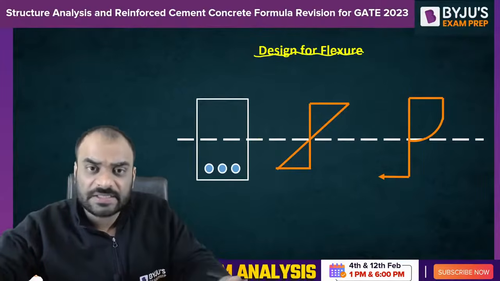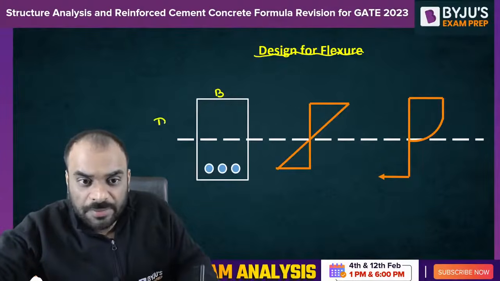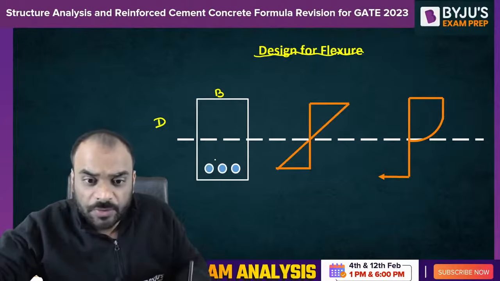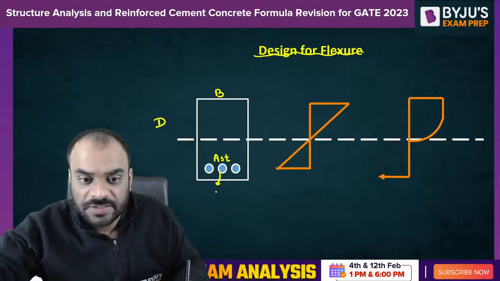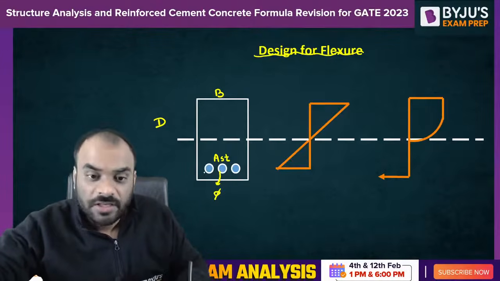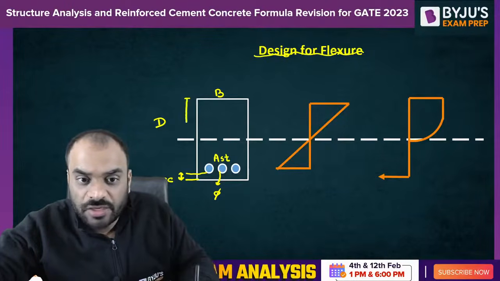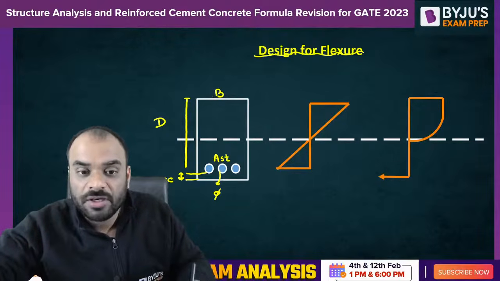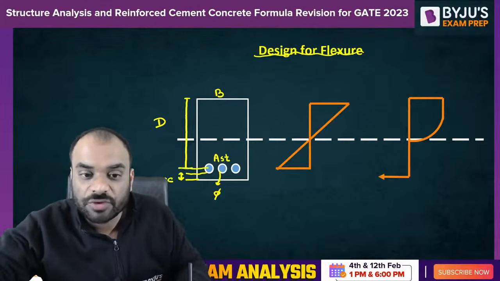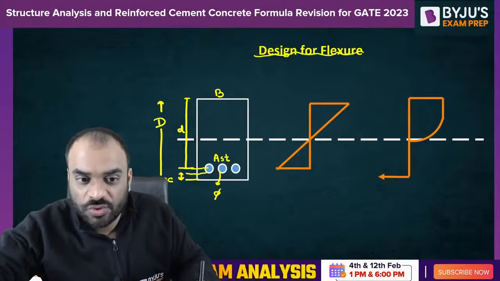So let us consider this is a singly reinforced beam. Let us suppose this is width B and this is the overall depth capital D, right? Let us suppose this is our AST, area of tension steel, and the dia of this particular tension steel is phi. Okay. Let us consider this is our clear cover, which is basically CC. Now what we need to do, guys, we need to calculate the effective depth, which is the distance of the highly compressed fiber to the centroid of the tension reinforcement. That is our small d value, and this is our capital D value, which is the overall depth, right?